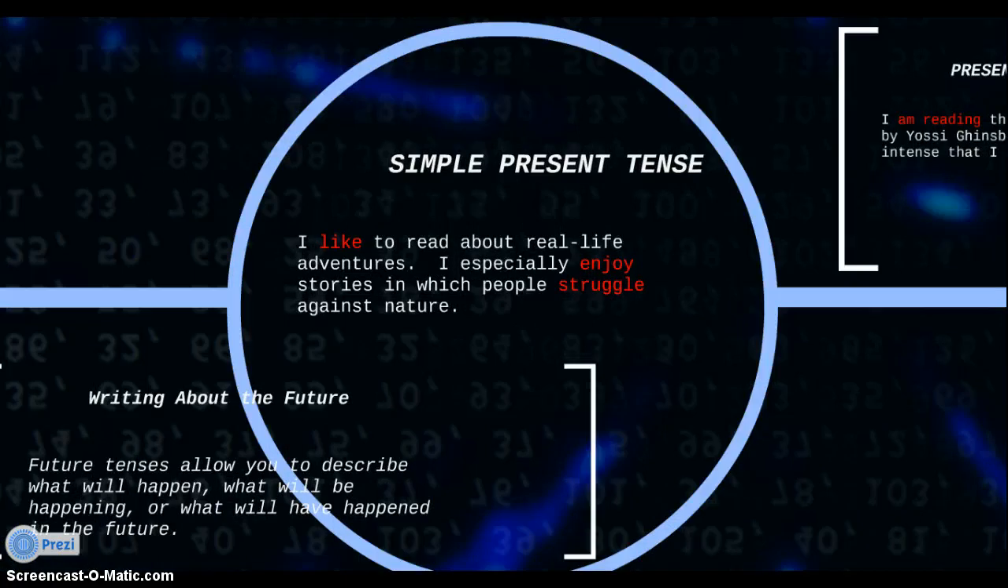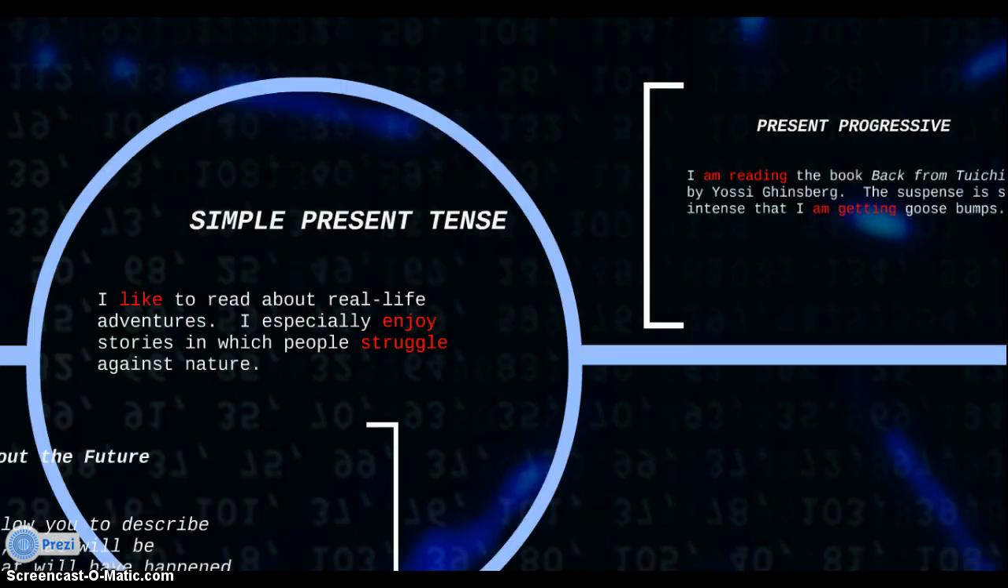Simple present tense can be seen in this example. I like to read about real-life adventures. I especially enjoy stories in which people struggle against nature. All of the verbs in those sentences are simple present tense verbs. They're not past tense. They don't have a participle ending like ing. They're just plain, straightforward verbs. This allows us to write about the present time very easily.